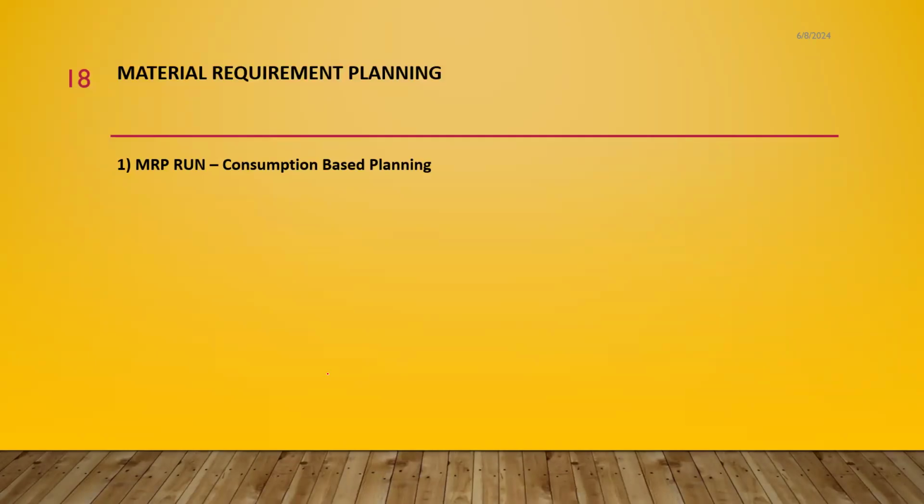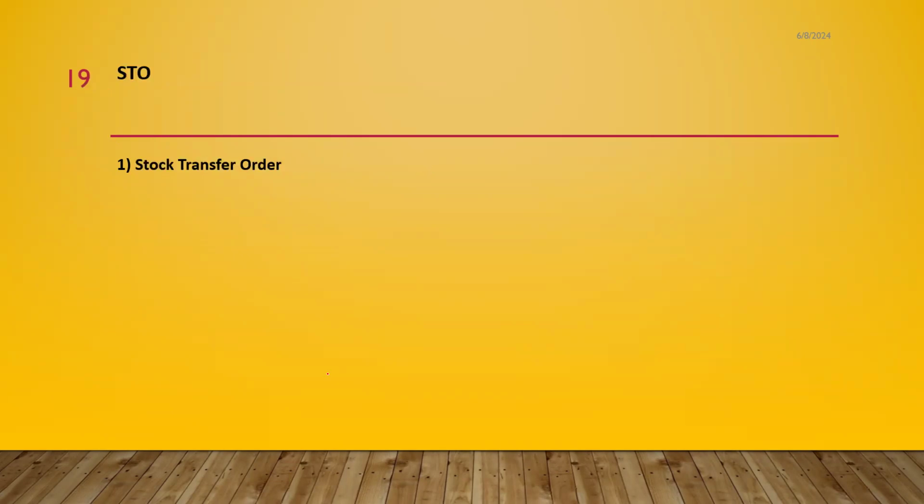Now, material requirement planning, consumption-based planning. We call it consumption-based. A link has been provided in the description. Check the link for the implementation of SAP MM. If you want to know fully about SAP MM implementation, you have to check this very, very important topic, material requirement planning. We have implemented that also. STO, stock transfer order. That is also a link provided in the description. Check the description.